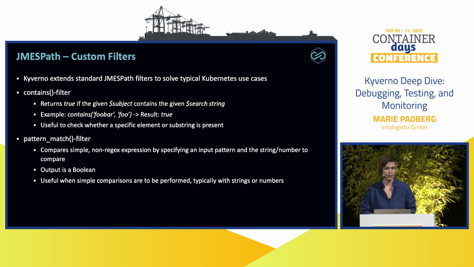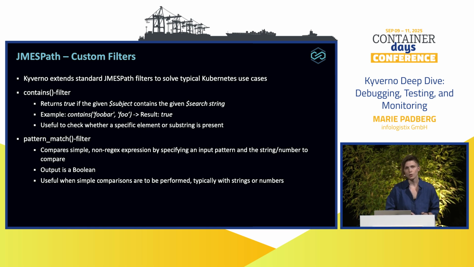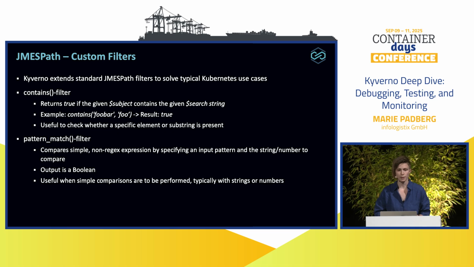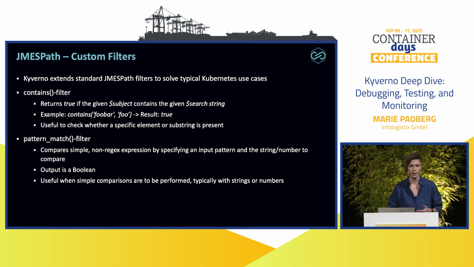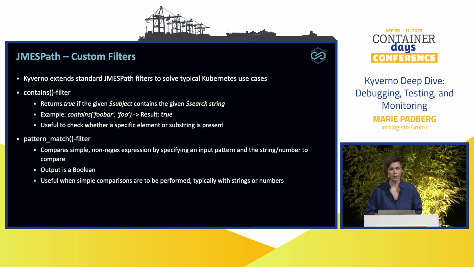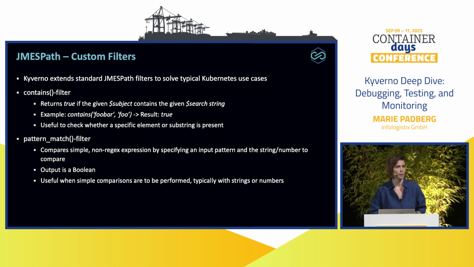Next, Kyverno extends the standard filters from JMESPath with custom filters, which is very helpful in Kubernetes use cases. And here are two examples. The first one, the contains filter, checks if a given subject contains a given search string. If you ask, for example, contains foo bar, foo, the result is true. And the other example, the pattern match filter, is a bit more powerful. Here you can give an input pattern and compare it to a string or value. And the output also is a Boolean.